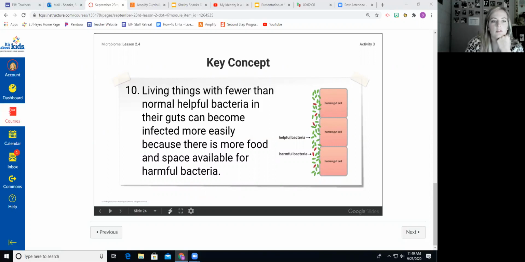I got 1, 2, 3, 4, 5, 6, 7, 8, 9, 10. I got about 10 people that say they have this key concept done. Make sure that you have this in your notebook.